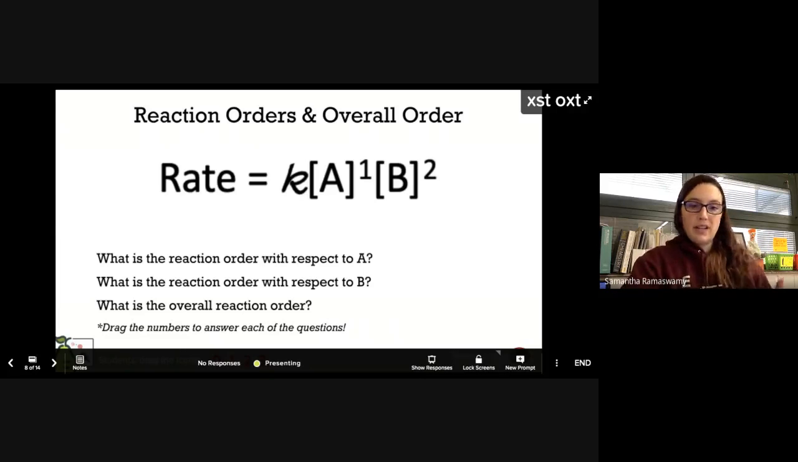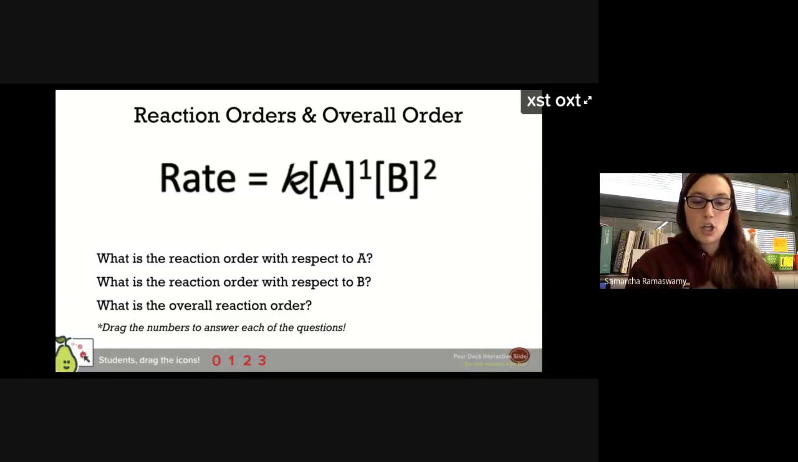So now for this, this is having you drag numbers. You will not use all of the numbers. Right? You can drag 0, 1, 2, and 3. You may not use all of them. But I want you to drag and drop. What is the order of A? What is the order with respect to B? And what is the overall order using this rate law given? So one, and I'm trying to show you different ways that AP would word this. If it says, what is the reaction order with respect to A? It wants A's order. With respect to B means it wants B's order. Right? And again, you might not use all the numbers.